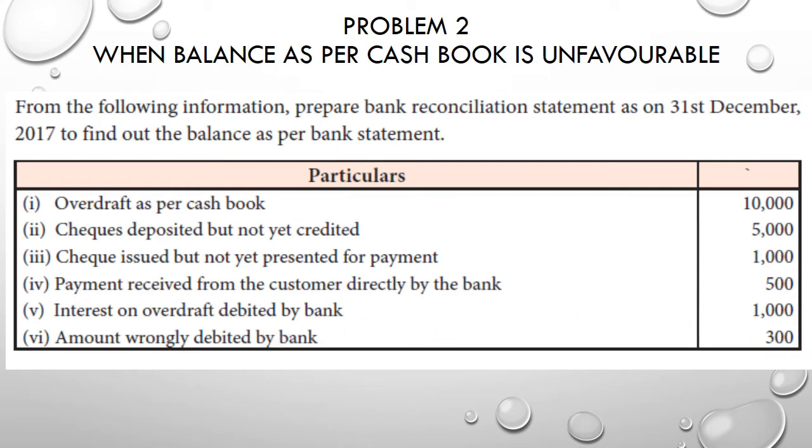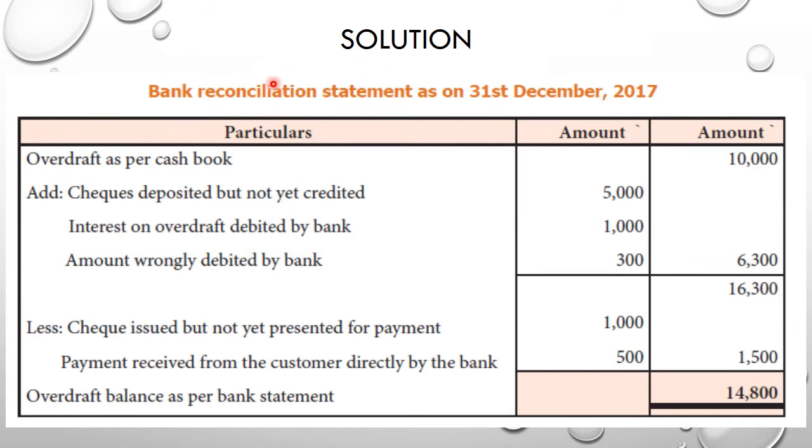Let's see the solution. Solution. Bank reconciliation statement. So overdraft, it is 10,000. Checks deposited but not yet credited, interest on overdraft, amount wrongly debited. Everything we have to add. All these things we used to less in the original format. So here we are reversing, so we are adding it. So when we add this, we get an amount of 16,300.